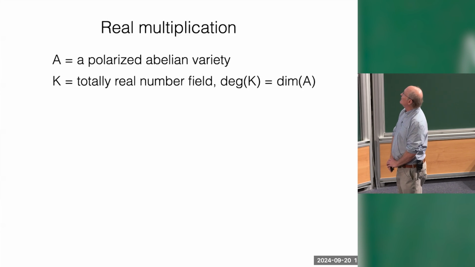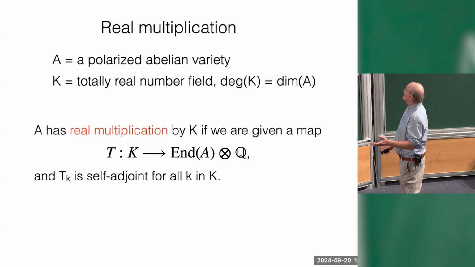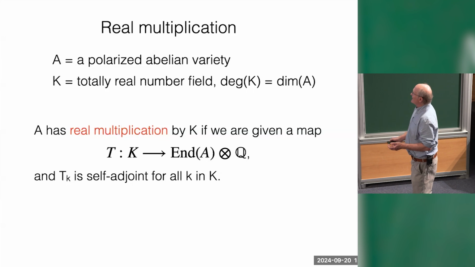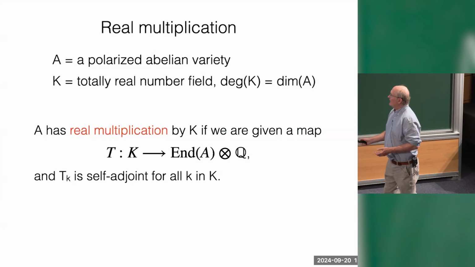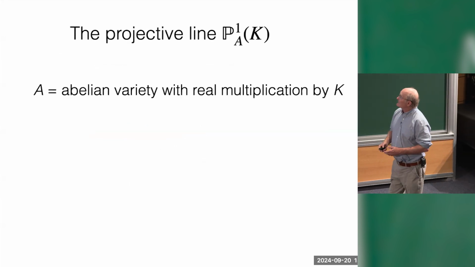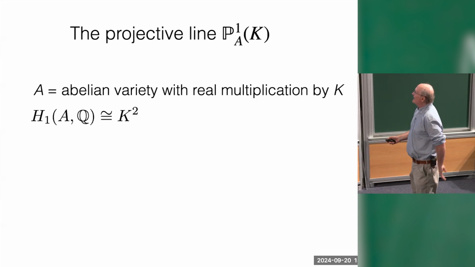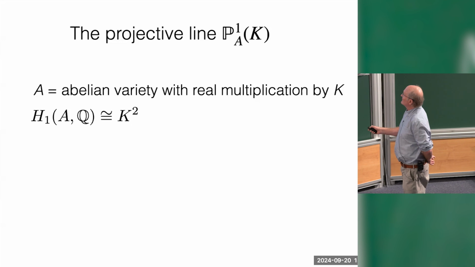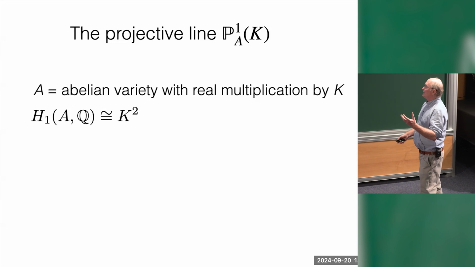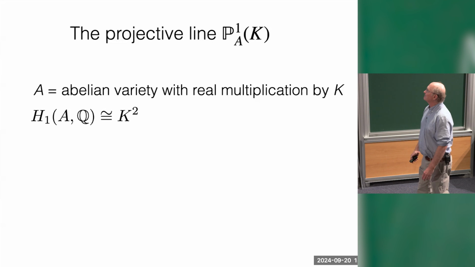Not to go into too much detail, but what real multiplication means is we have a polarized abelian variety and a totally real number field. Its degree is the same as the dimension of the abelian variety. And this field acts by endomorphisms on A, at least after you tensor with Q, and it should act self-adjointly. That's a technical condition. Now, once you have this action of K on this abelian variety A, then it acts on the cohomology of this variety, and therefore H1 of A, which would usually be Q to the 2g, where g is the rank of A, becomes a two-dimensional vector space over K.